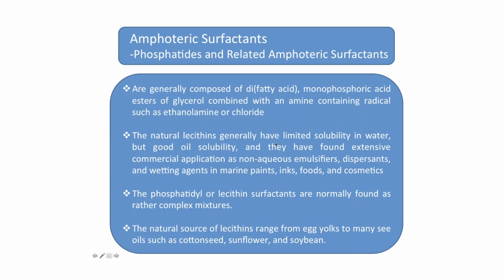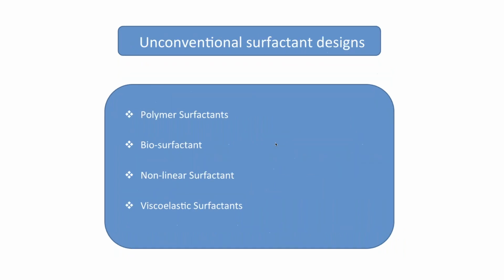Other types of surfactants are based on phosphatides and phosphates, phosphonates. Lecithin, for example, is a good example of a phosphatidyl type of surfactant. Lecithin, or lipids, we get abundantly from egg yolk, cottonseed, sunflower, and soybean oil.